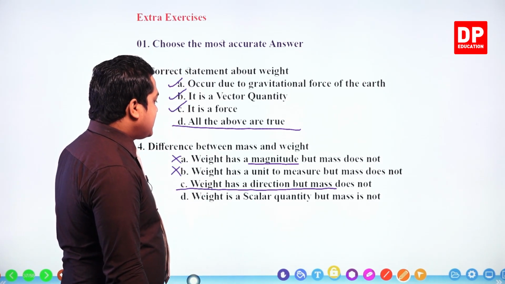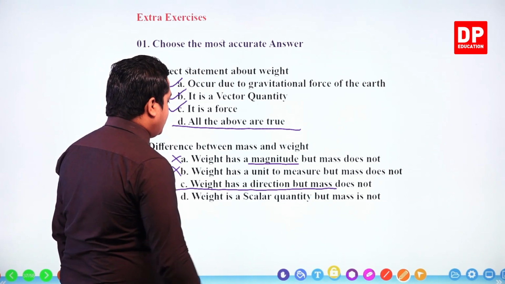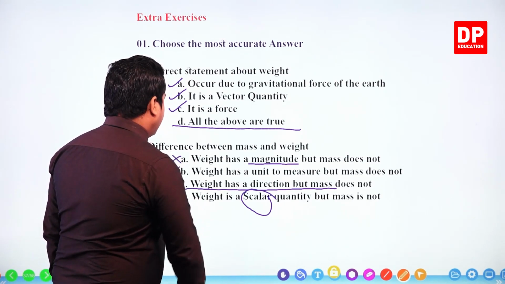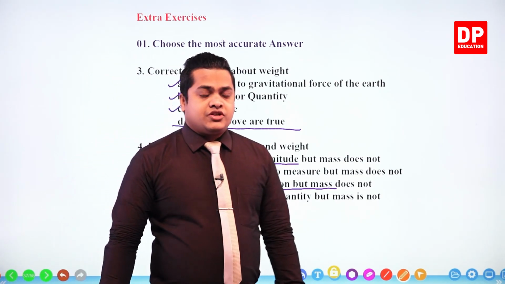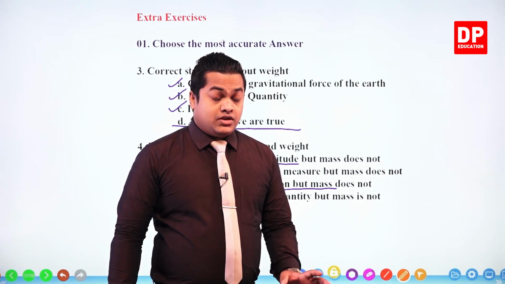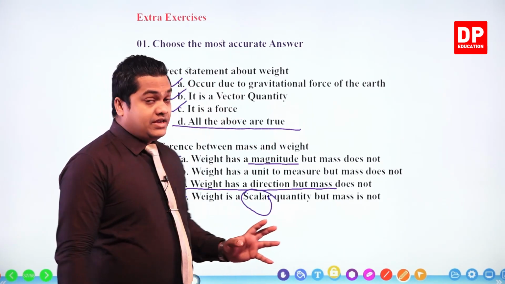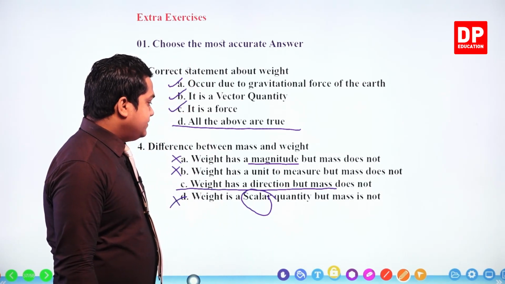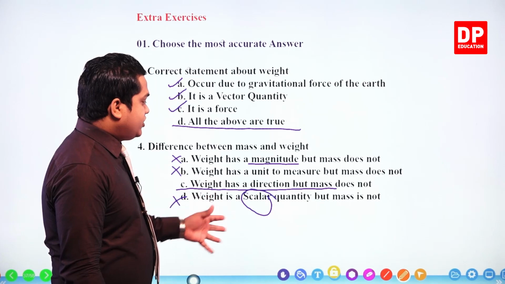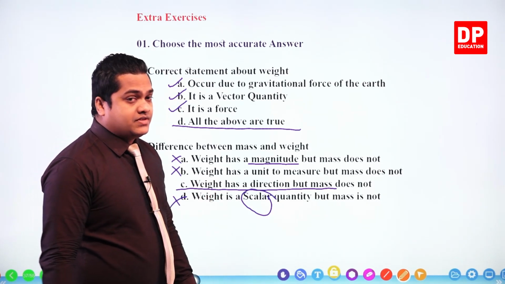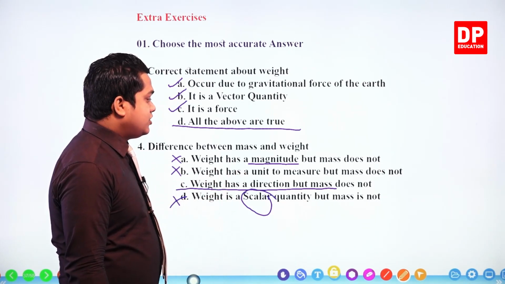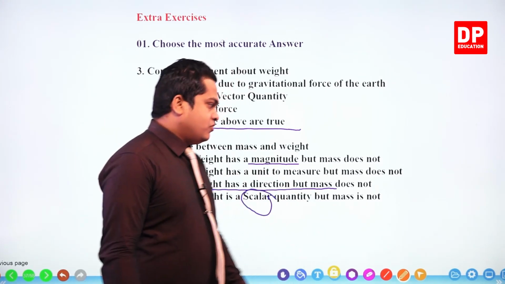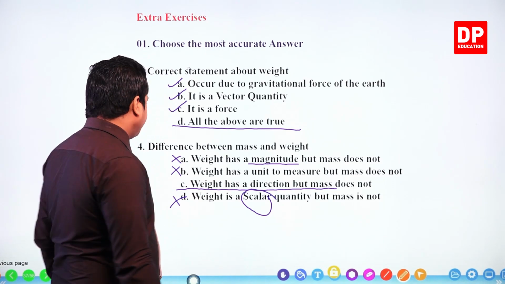Next one, weight is a scalar quantity. Incorrect, my dear children, because it's not a scalar quantity, it's a vector quantity. So this is obviously incorrect. So our correct answer would be number 3. For question number 4, the answer is 3 or C. Right, C is our answer. Once again, weight has a direction, but mass does not. Now, let's move on with the next question.